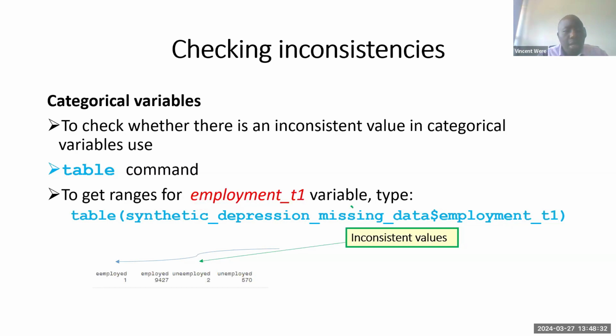So let us go to hashtag. I want you to write hashtag checking inconsistencies using command table, and I want you to write table. Table is to generate a table, and then I want you to run a table of employment time 1, employment T1.